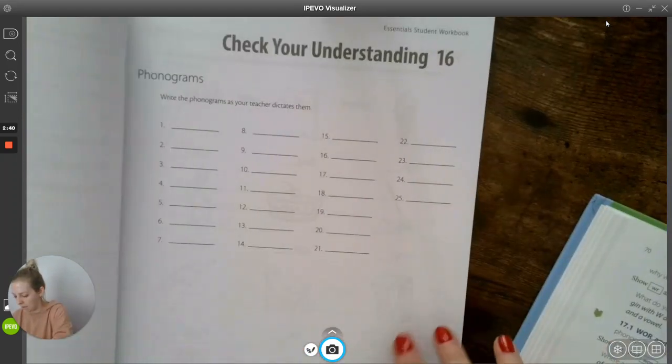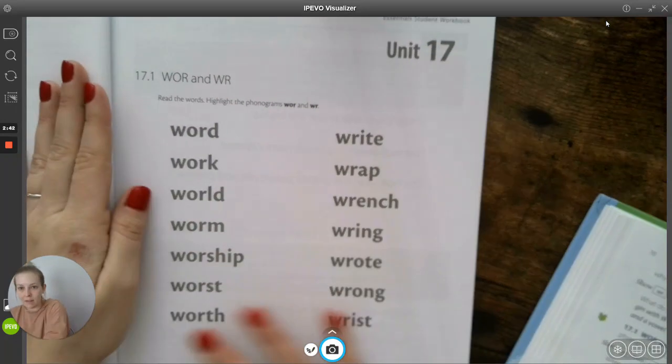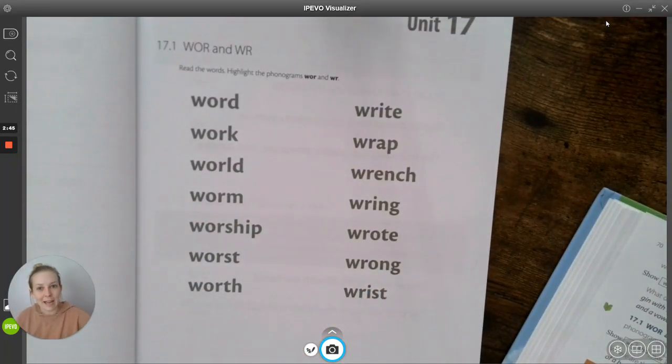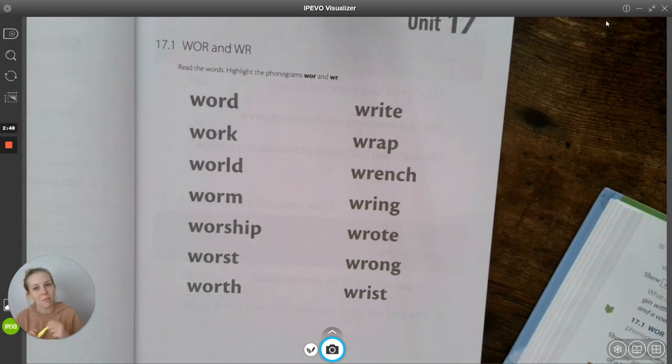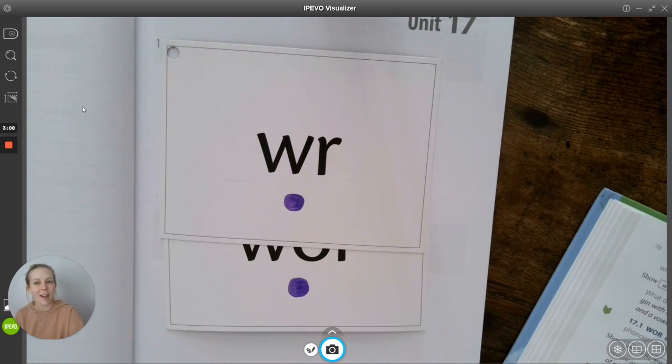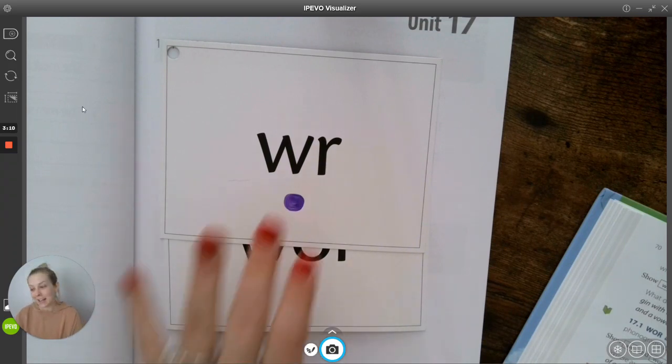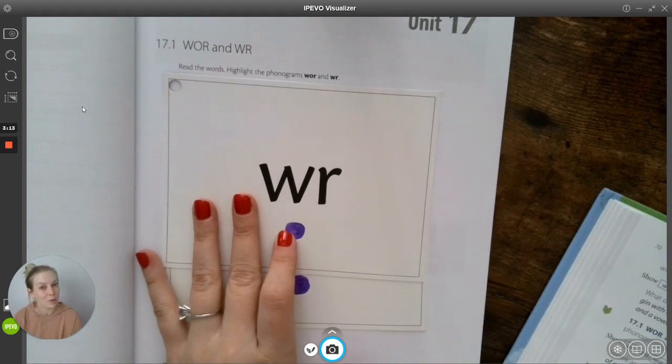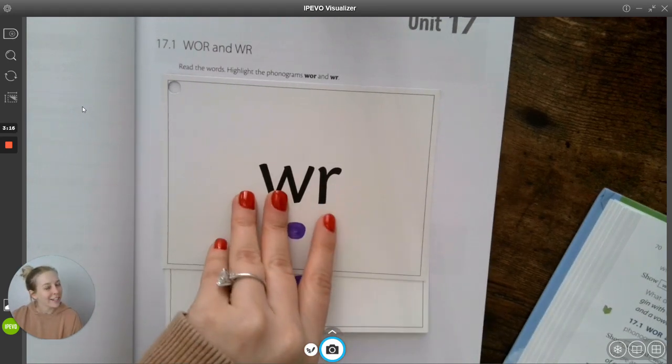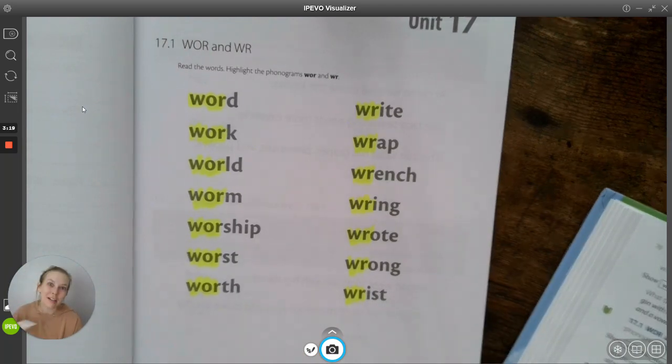35. You'll need a highlighter or a pencil and you can box it. Alright, read the words, highlight the phonograms W-O-R and W-R, okay? Pause the video and do that by yourself right now. Pause the video. Alright, if you're playing the video, I'm going to guess that you read the words and highlighted W-O-R and W-R. No cheating. Alright, I'm sure you guys did it perfectly.